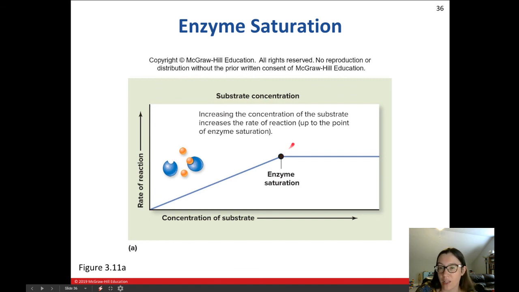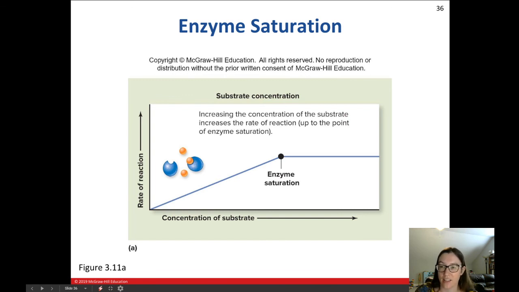At this point, though, if we continue to increase our substrate, so if we have 200 substrates and only 100 enzymes, then it's not going to increase the reaction rate anymore. Once the enzymes are saturated, which means every enzyme is bound to a substrate, if we increase the amount of substrate any further above this point, it's not going to increase the reaction rate. At that point, we would need to add more enzymes.